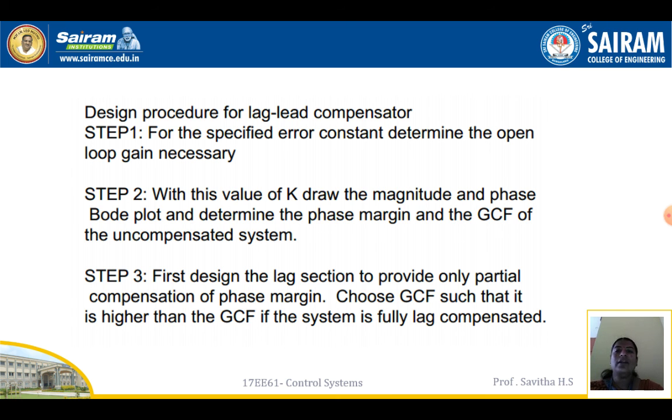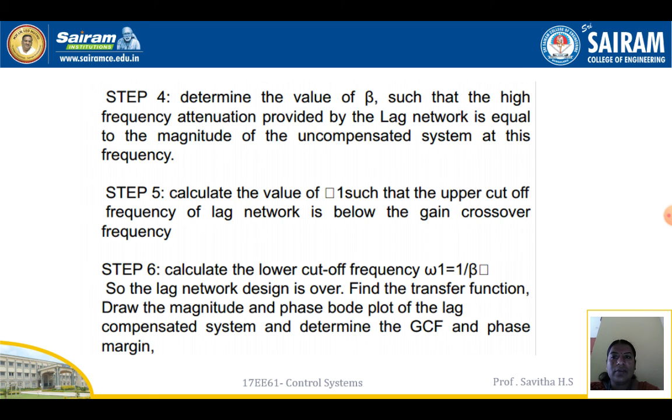Design procedure for lead lag compensator. Step 1. For the specified error constant, determine the open loop gain K necessary. Step 2. With this value of K, draw the magnitude and phase Bode plot and determine the phase margin and GCF of the uncompensated system. Step 3. First, design the lag section to provide only partial compensation of phase margin. Choose a GCF such that it is higher than the GCF if the system is fully lag compensated.